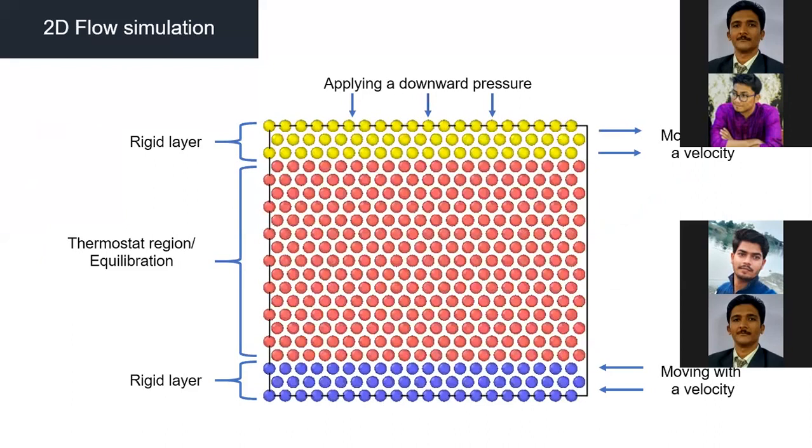Firstly, I want to talk about the 2D flow simulation. Anil sir told me to make a script about a structure where there will be a velocity on the upper layer. The upper and the lower layers are rigid layers, and the upper layer will be moving in the right direction, and the lower layer will be moving in the left direction. In the middle layer, there will be the equilibration. Those molecules are deformable, so the thermostat region will be there and those molecules will move, but the top layer and the lower layer will be rigid, and there will be a downward pressure from the top. So this is the first simulation we'll be doing.